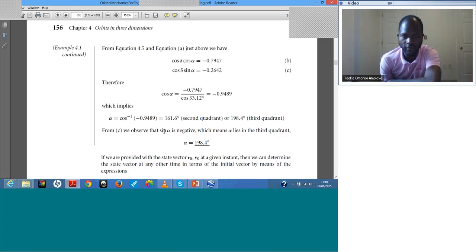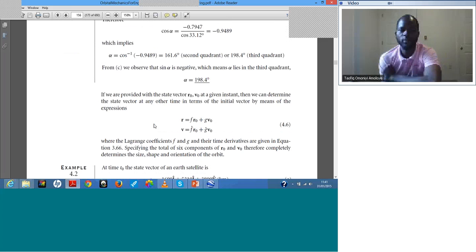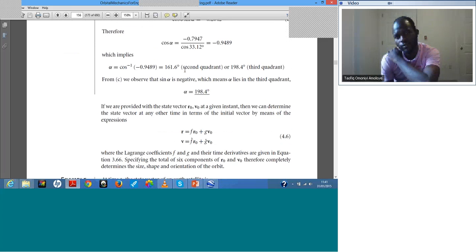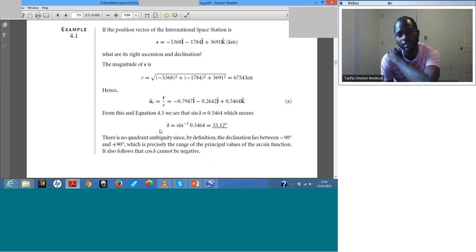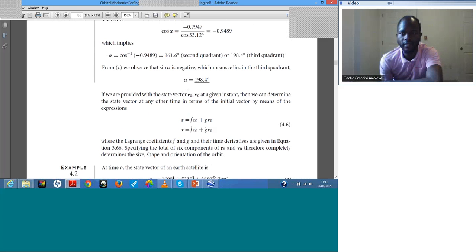We observe that sin alpha is negative, because cos delta cannot be a negative value. So if this is negative, then sin alpha is negative, and for a negative sin alpha, cos alpha will give you a value in the third quadrant. So that's 198.4 degrees. That's a good enough example to show that once we have the position vectors, we can work our way to get the declination and then the right ascension of the orbit.